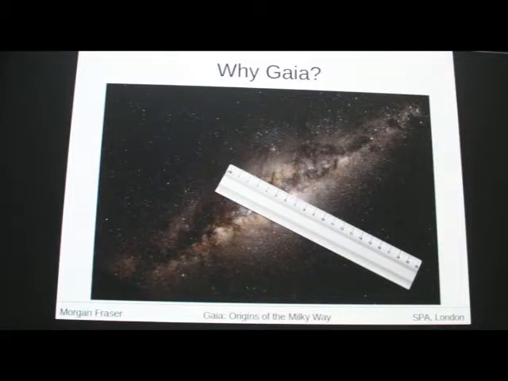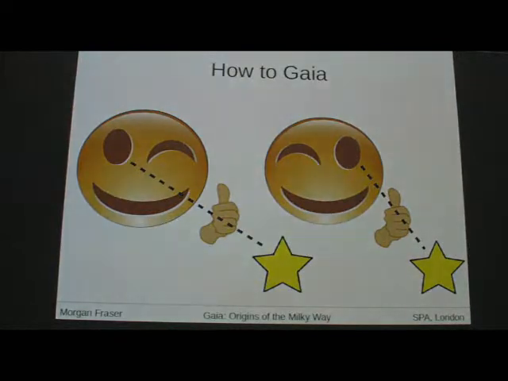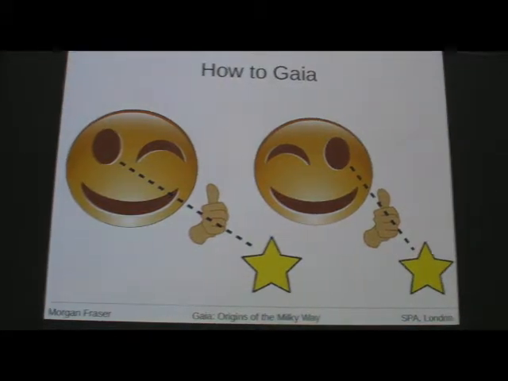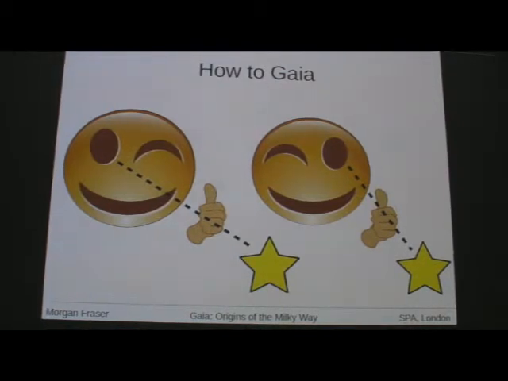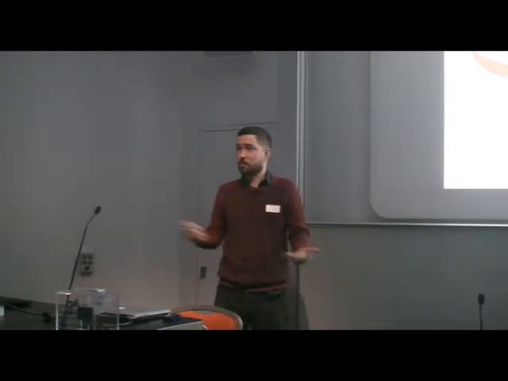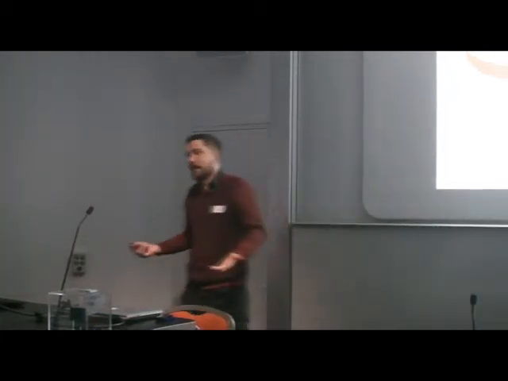Well, you can do it yourself. There is audience participation in this talk, I'm afraid. So if you put out your thumb like this, and you line up your thumb with a distant object, close one eye, and now without moving your thumb, open that eye and close the other one. You see the way your thumb jumps? That's what Gaia does. So this is called parallax.